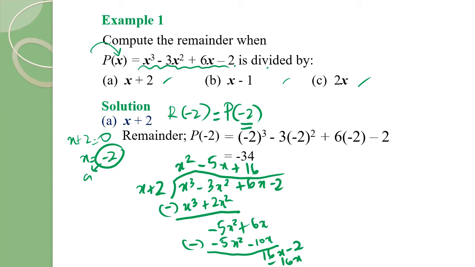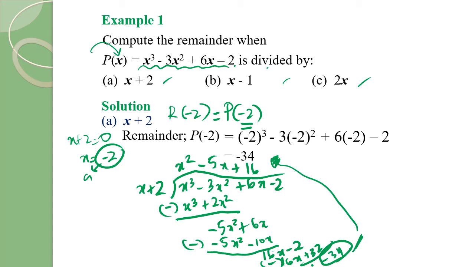And then 16 plus 2 is positive 16 multiplied by 2 is 32. Go minus here. 16 minus 16 done. Negative 2 minus positive 32 is negative 34. Okay, the same value as we use the P of 2. So we don't have to do the long division just to find the remainder. Okay, it will be a waste of time for you.